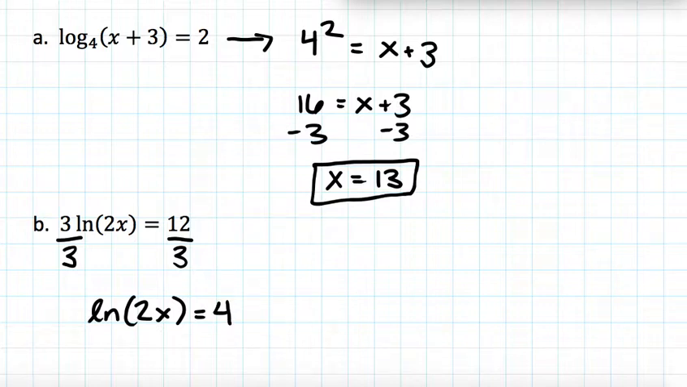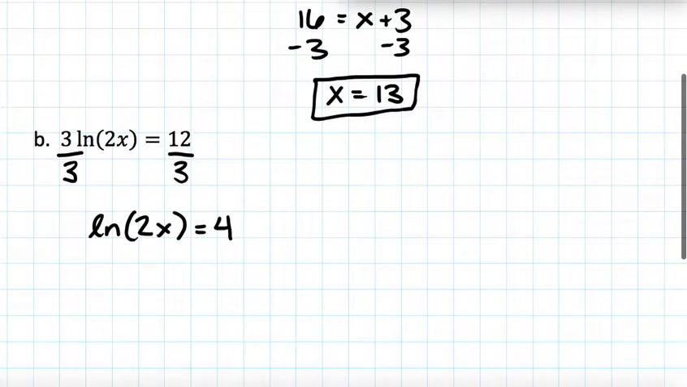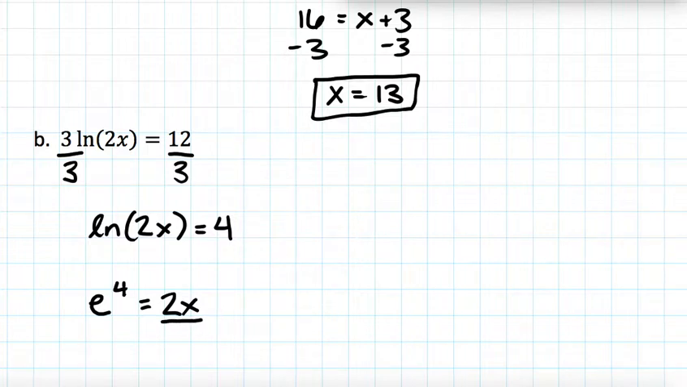Once I have it so that I just have the log or the natural log by itself, now I rewrite it into exponential form. So this is natural log, which means that my base is e. So e to the 4th power equals 2x. Now e to the 4th is going to be a decimal, and again, the homework is going to ask you to write this in 2 ways. One as the decimal approximation and one is the exact answer.